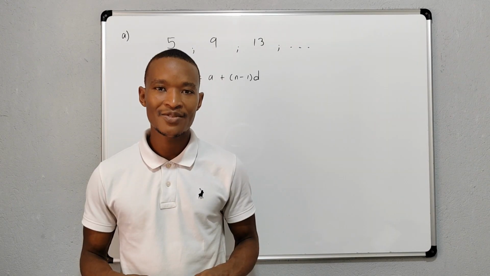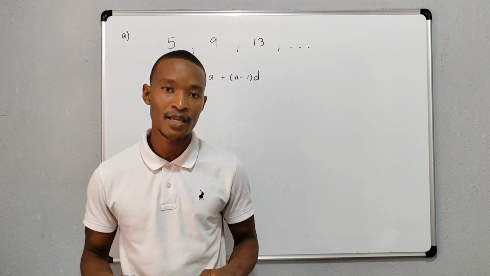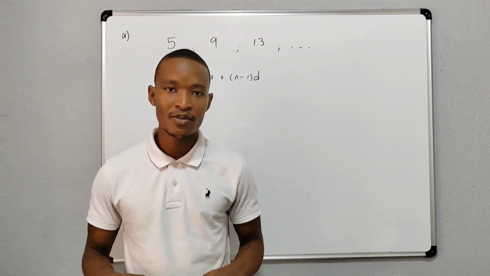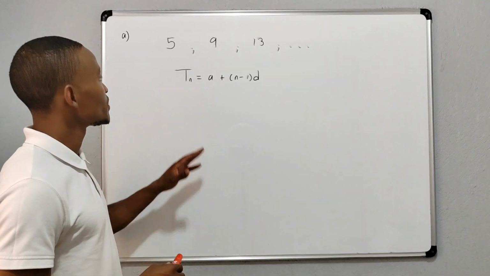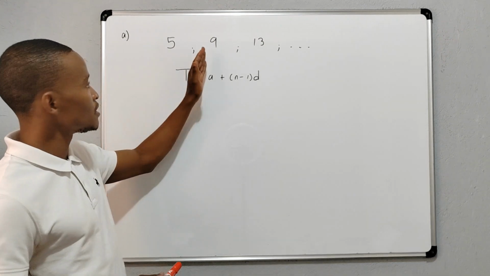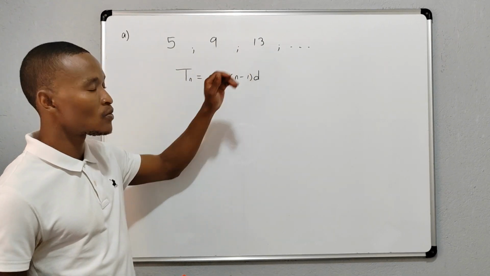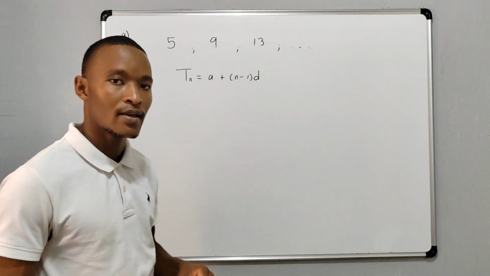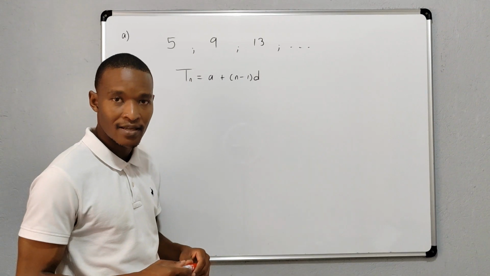Alright, so we are asked to determine the maximum number of pentagons that can be formed if there are 100 candles available. With the investigation that I have here on the board, we can clearly see that there are 5 candles used for the first pentagon, the first diagram, and there are 9 candles for the second one, and the third one has 13 candles. So clearly this is an arithmetic sequence.